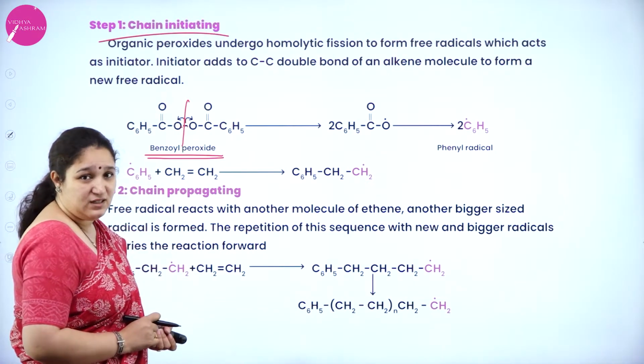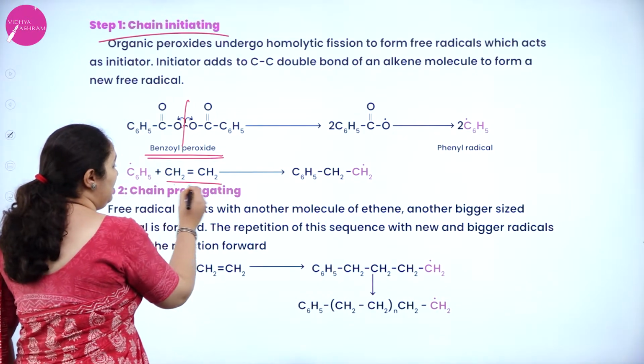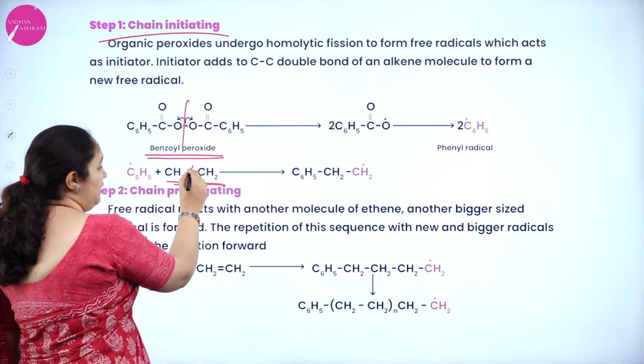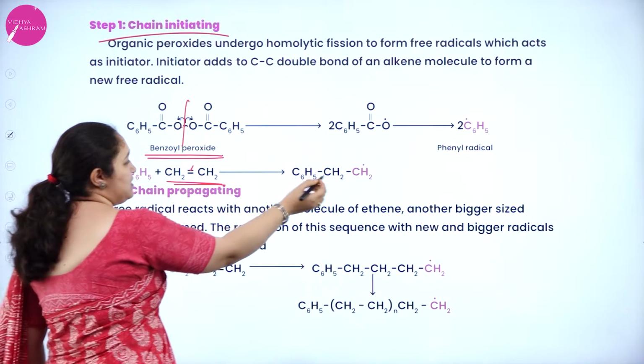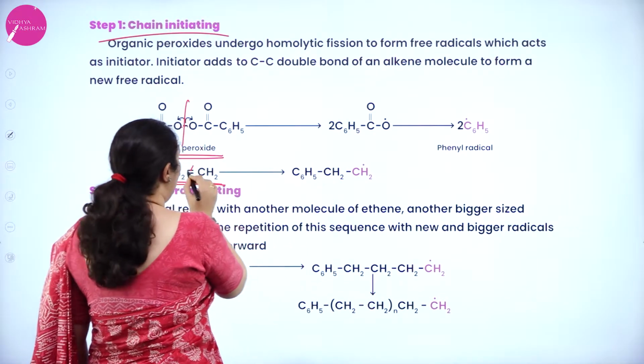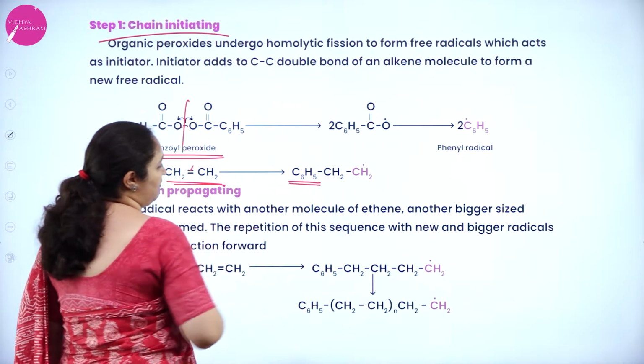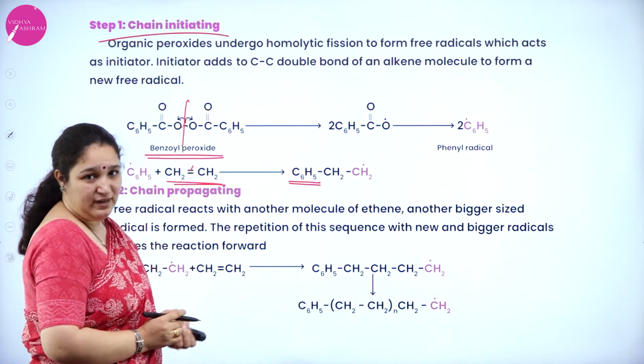This phenyl radical will add on to the ethene molecule CH2, breaking one bond. So, this electron will go to this carbon atom and the other electron will be used for bonding with C6H5. So, you get a new type of radical.